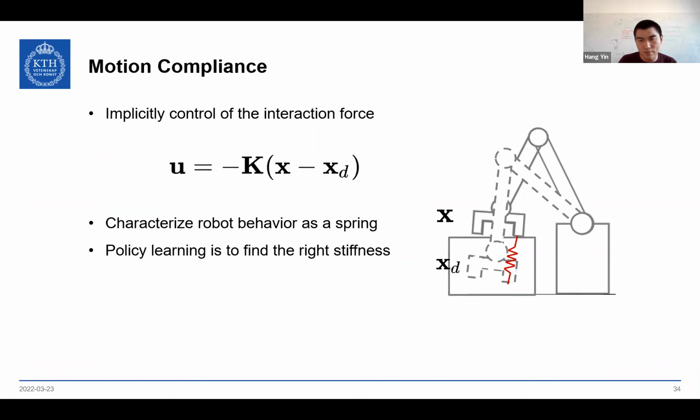What they argue here is that your neural network should not output a direct force signal, but should predict some stiffness or impedance, whatever you call it, some compliance parameters. In this way, your control force is implicitly decided from a very simple rule. If you look at it again, it is kind of a linear policy, right? So your policy learning is again trying to find these parameters, but in this context, it is trying to find the right stiffness.